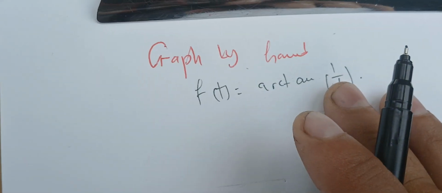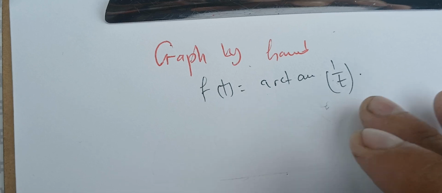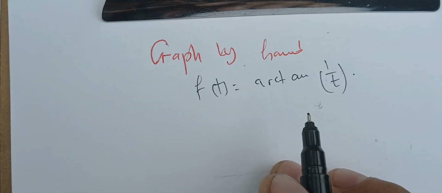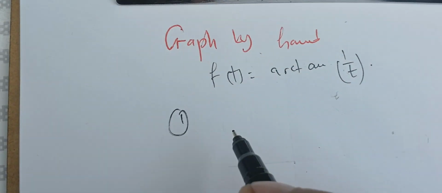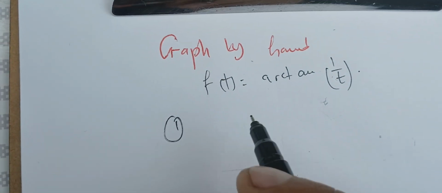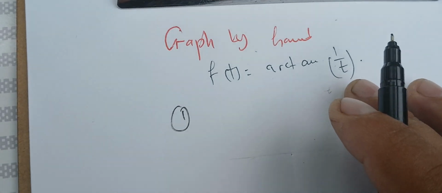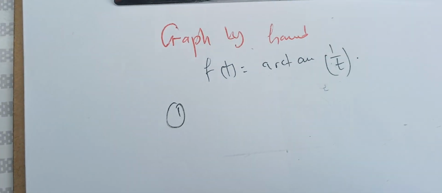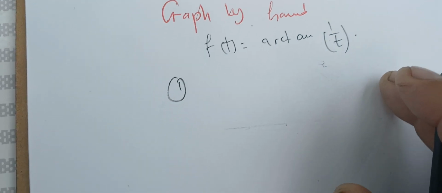Now we're going to graph by hand this function f of t, which is equal to arctangent of 1 over t. So the first thing that we have to do is define the domain of definition. We know that the arctangent is defined for R. Here we have the restriction coming from 1 over t. 1 over t is defined when t is different from 0.